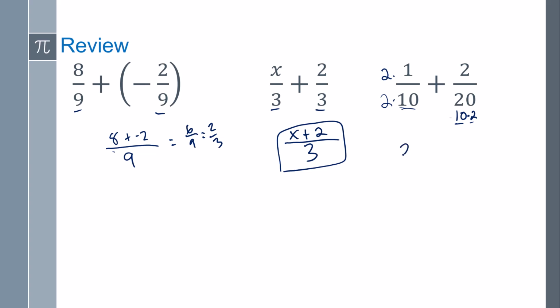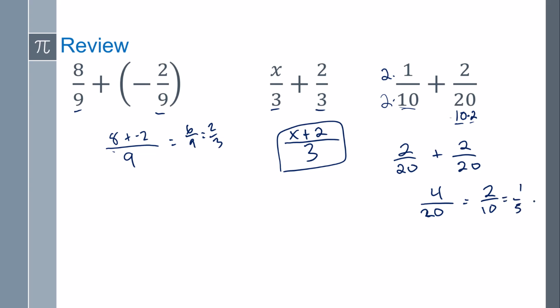So now this becomes 2/20 plus 2/20. Now I can combine them together into 4/20. And now that reduces, by 4, so by 2, then by 2 again. And so we get our answer.